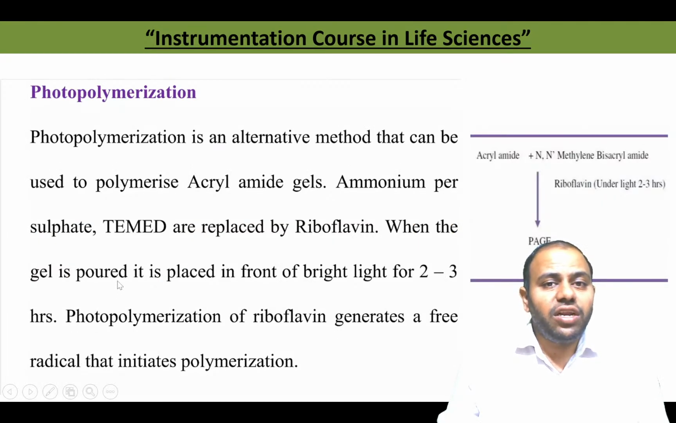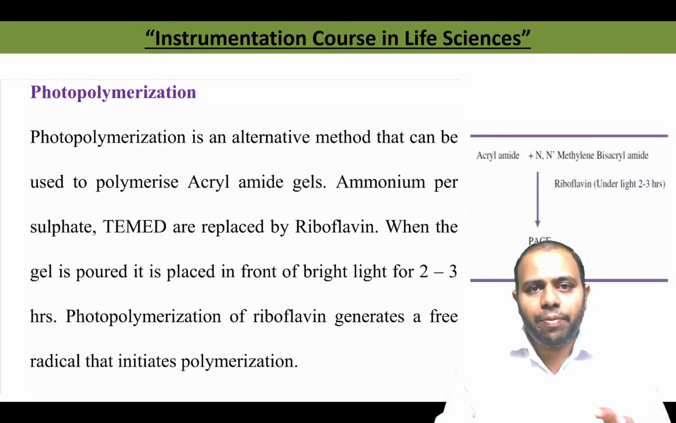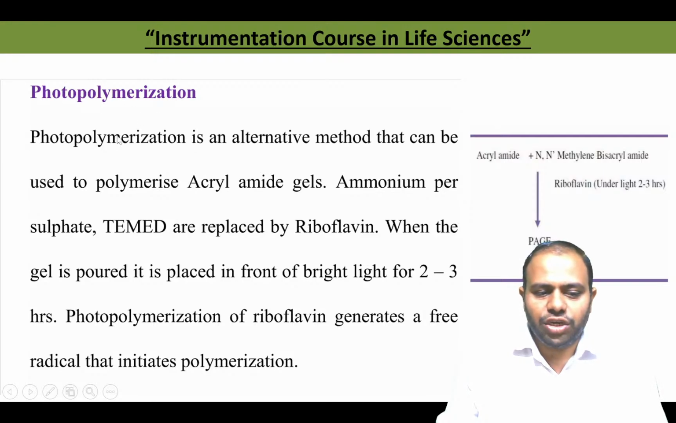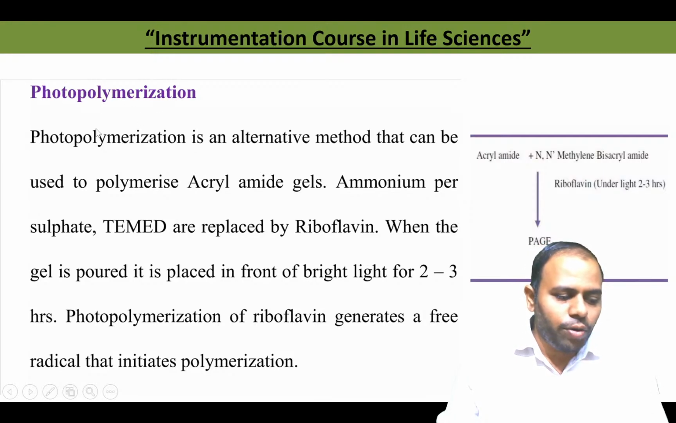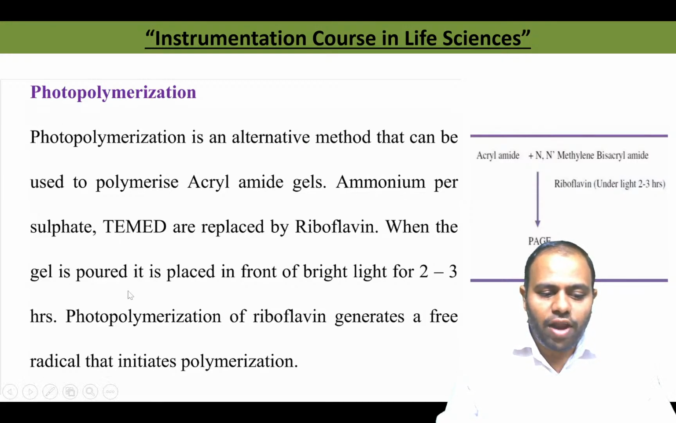If the polymerization is not happening by APS and TEMED, generally it will happen. But if it is not happening, or if you do not have solutions such as TEMED and APS, then you can go for an alternative way that is called photopolymerization. So now let's see what photopolymerization is. In photopolymerization, you can use riboflavin. How this riboflavin helps in photopolymerization, that we are going to see.